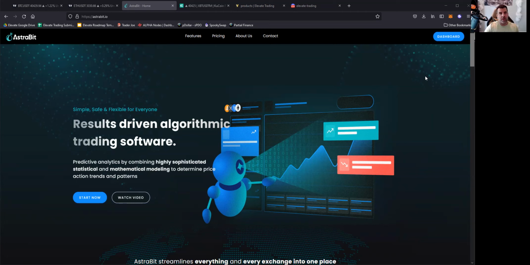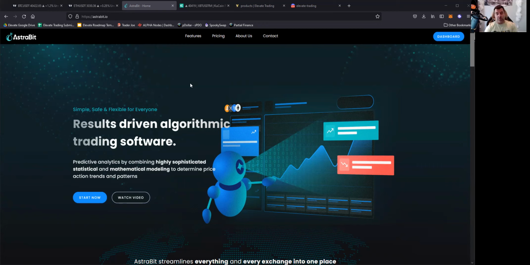after you have your API linked, and you have your bot enabled, you can do everything that you need to do with your bot from the Astrobit platform. You don't actually need to go into your exchange to do anything, maybe except for depositing and withdrawing. Everything that you need to do and change and touch with your bot can be done directly through the Astrobit website, which is really, really neat.